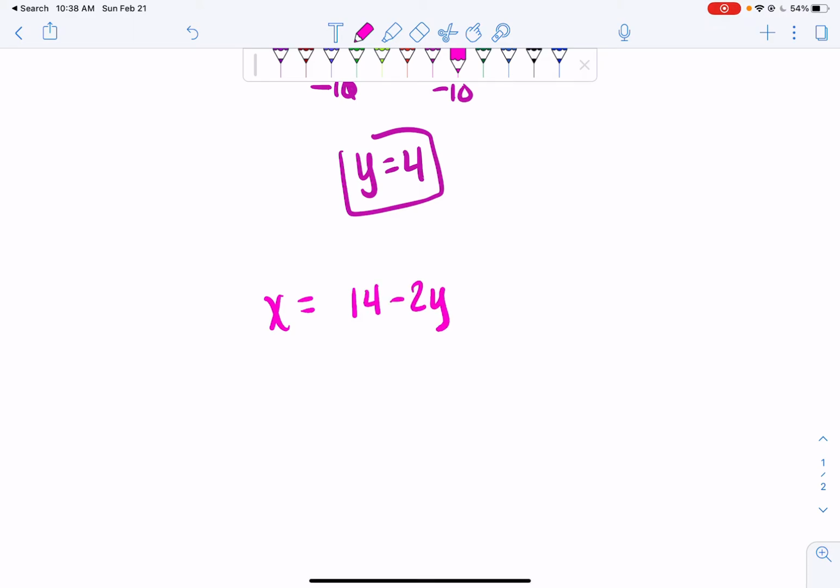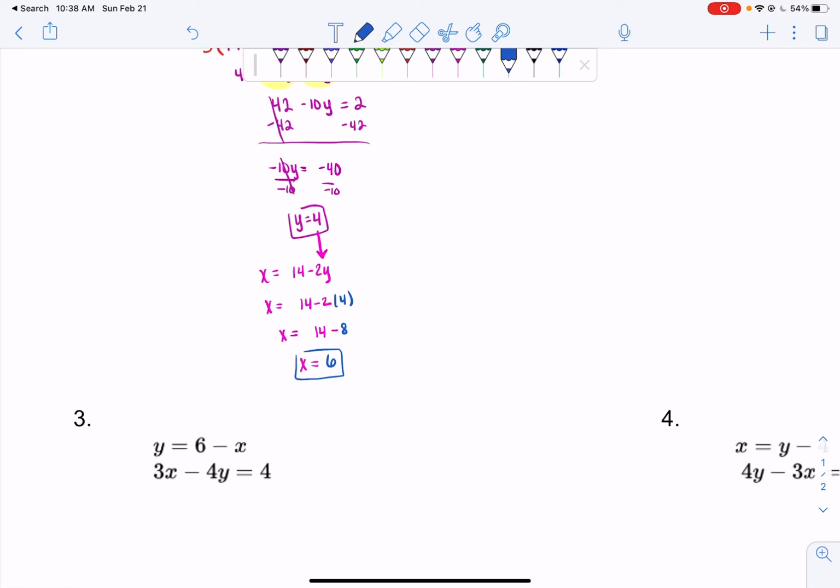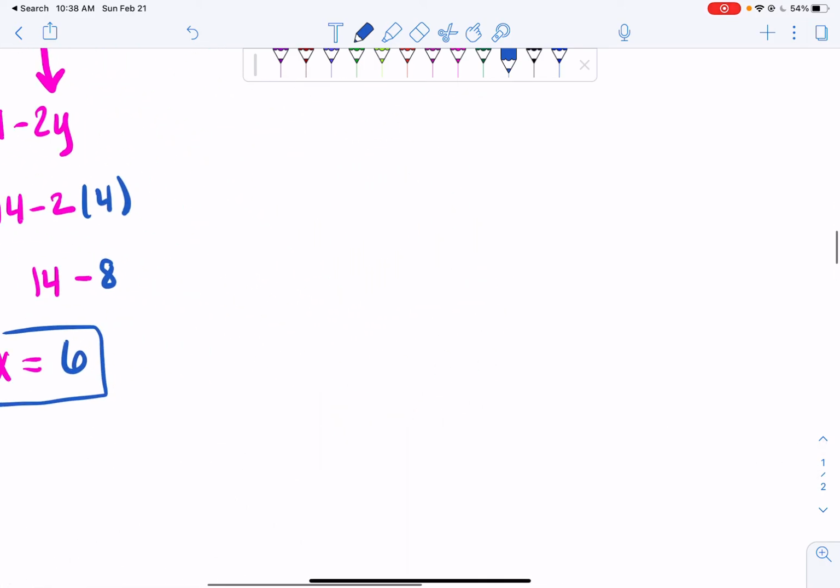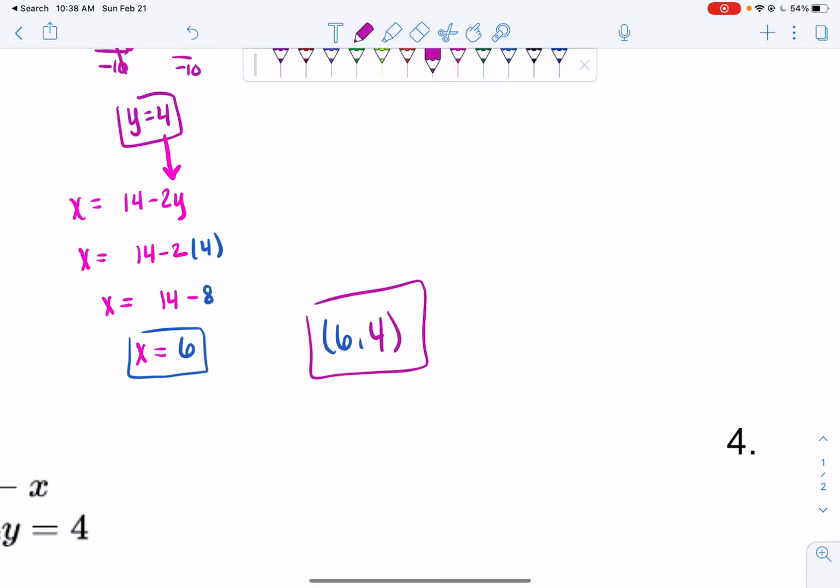So everywhere I see a y, I'm going to substitute a 4. So I have x equals 14 minus 2 times 4. So I have x equals 14 minus 8. And then 14 minus 8 is 6. So x is equal to 6, y is equal to 4. And you should always write your answer as an ordered pair.